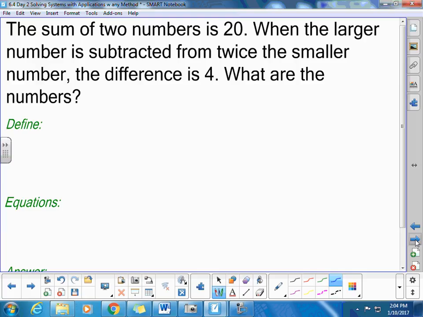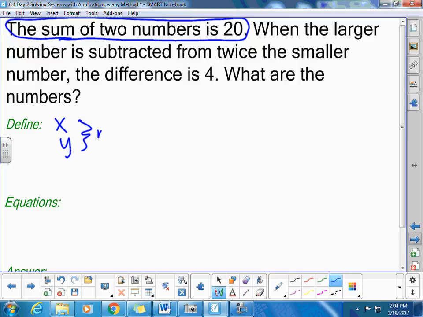The sum of two numbers is 20. When the larger number is subtracted from twice the smaller number, the difference is 4. What are the numbers? Whoo, there's lots in there. But I see the sum of two numbers is 20. That is an equation. So let's have x and y be my numbers. The sum of them, so x plus y, is 20. That one's easy. But then we get a whole bunch of stuff.